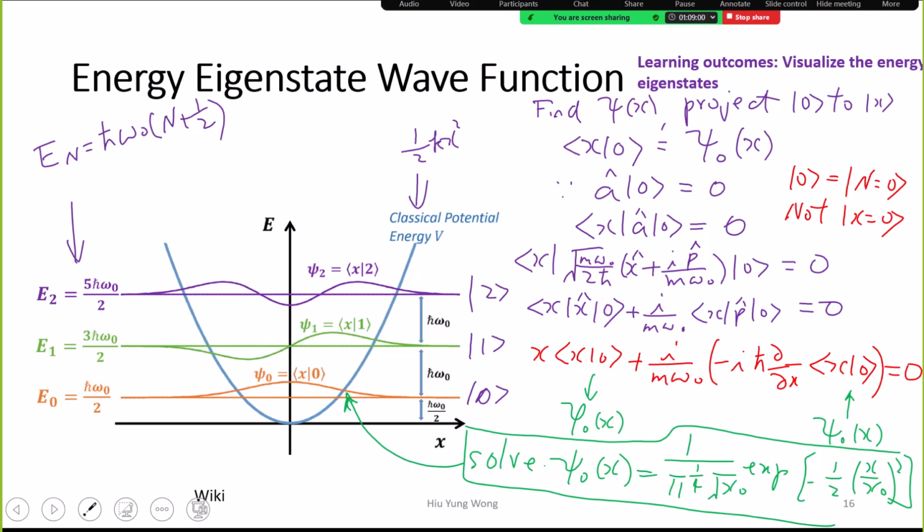So you can imagine if you project 1 to x, you will get this curve. This is the probability of finding the particle at location x. Not probability, the square is the probability. Right? This is the amplitude of the wave function. And this is for the third level. I'm not going to test this slide, but any questions?